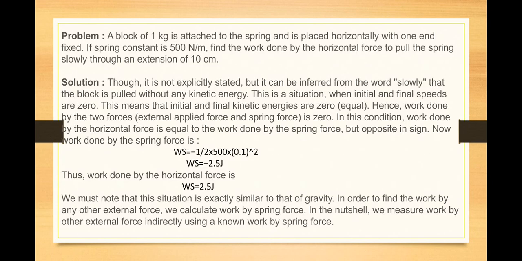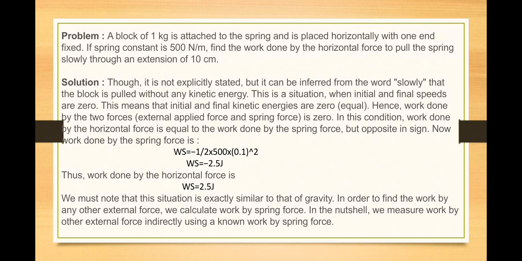Suppose I do a problem. A block of 1 kg is attached to the spring and is placed horizontally with one end fixed. If the spring constant is 500 Newton per meter, find the work done by the horizontal force to pull the spring slowly through an extension of 10 centimeters. So we have to go to the solution.